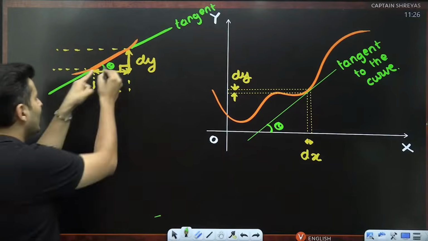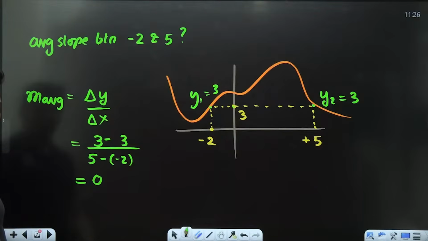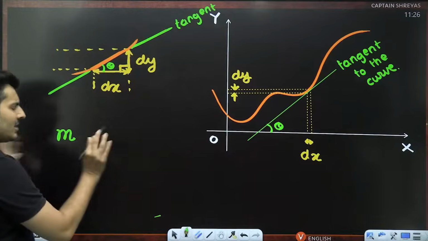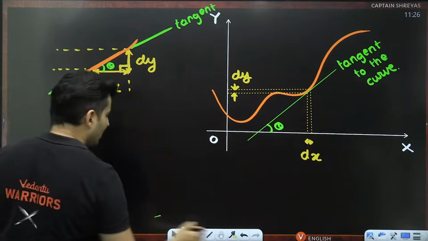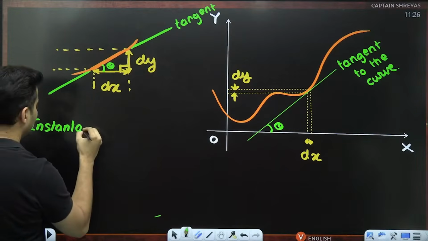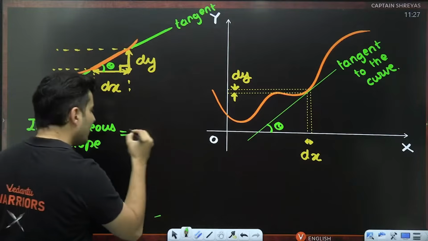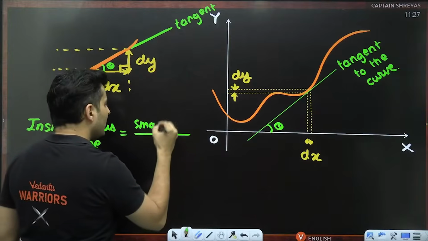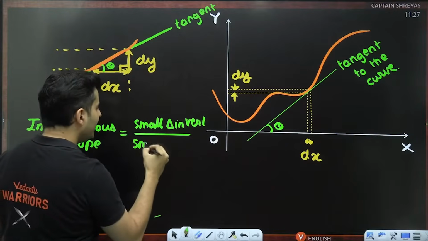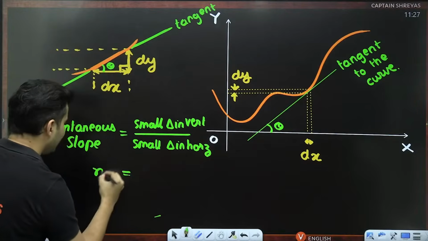Now, if I ask you, what is the instantaneous slope? Remember, for average slope, the symbol that I used was m average. For instantaneous, I don't have to use any symbol. I just leave it as m. So this then becomes the instantaneous slope: a very small change in the vertical upon a very small change in the horizontal. That is represented by m.